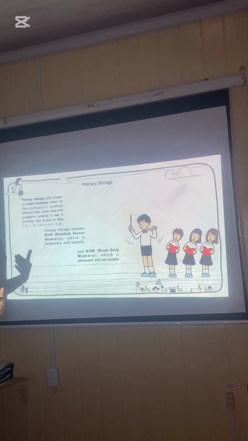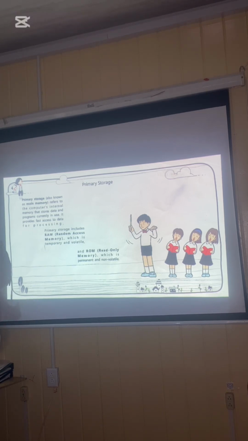So let's go a little more in depth on what primary storage is. As you may know, someone said that it is the main memory of the computer. Great job to you, Osborne. What it refers to is the internal memory or components that store data and programs that are currently being used. With that being said, it provides much faster access to whatever data is being processed or for processing, right?